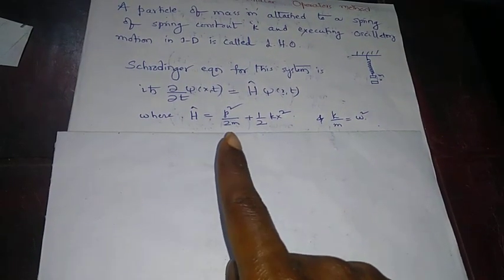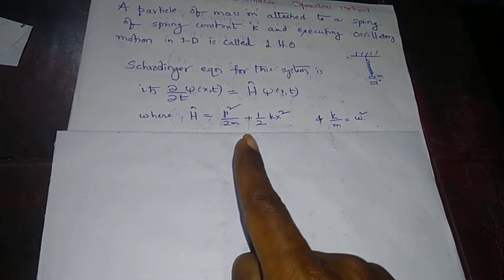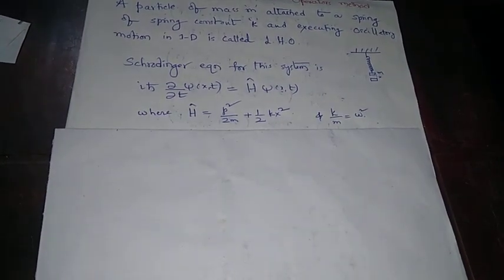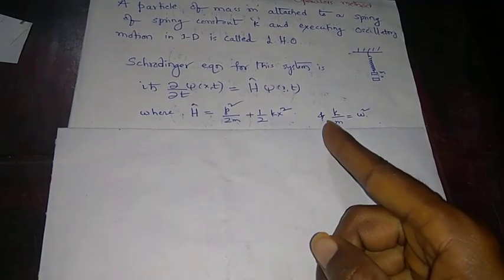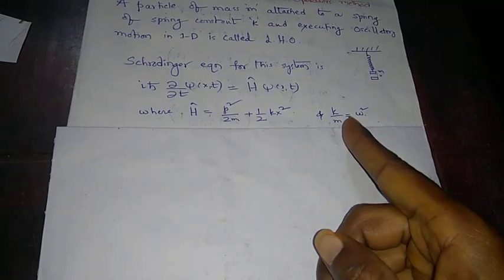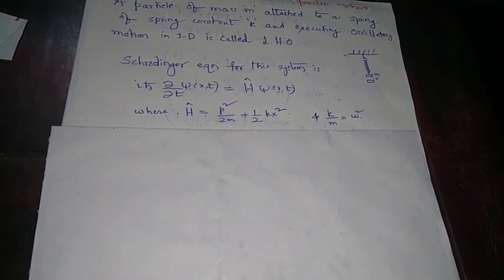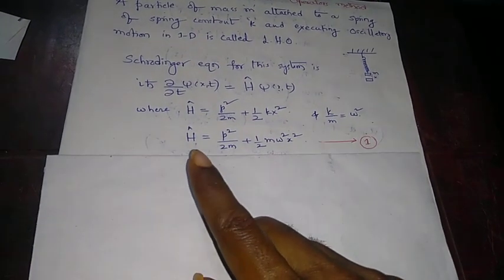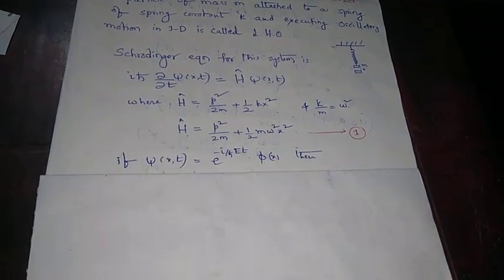and the Hamiltonian operator given by p square by 2m, which is the kinetic energy, plus half k x square, and that's the potential energy, where this k by m is also called omega square, which is the angular frequency squared of the oscillator. So we can write down the H operator like this and call this equation number 1.